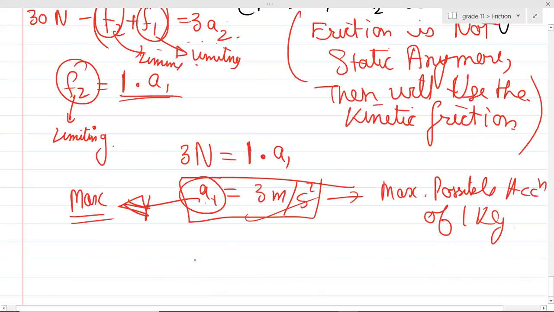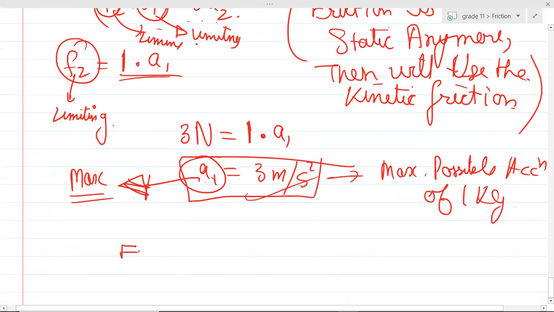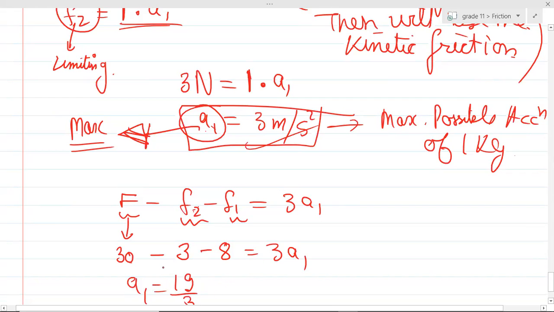But what about that other block? The other block will be F minus F2 minus F1 is equal to 3 into A2. So I'll put the limiting values. This will be the 30 Newton. This limiting value is basically 3, this limiting value is basically 8, and this is equal to thrice of A2. So 30 minus 11 is 19, by 3, and this is 3. So can you see the acceleration of the second is 19 by 3?